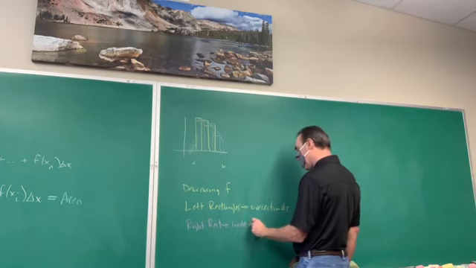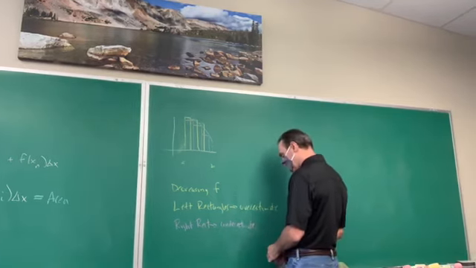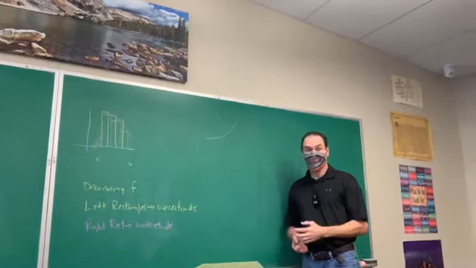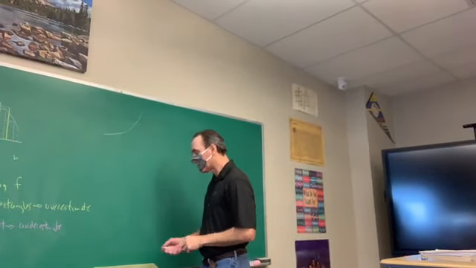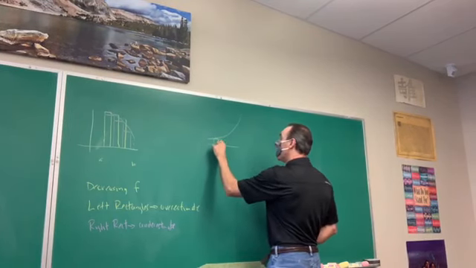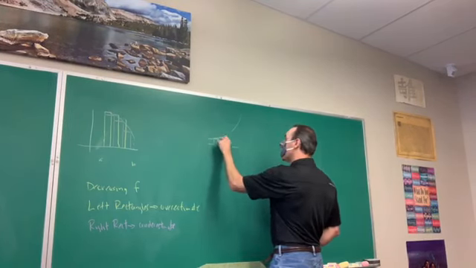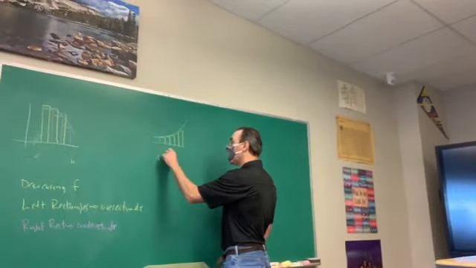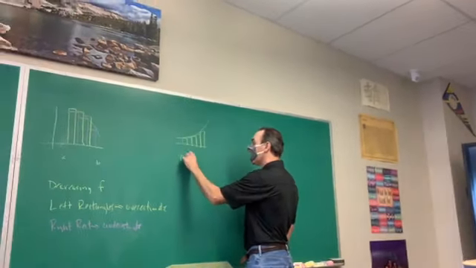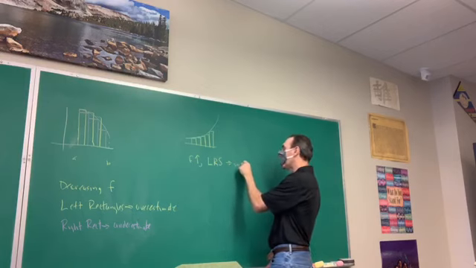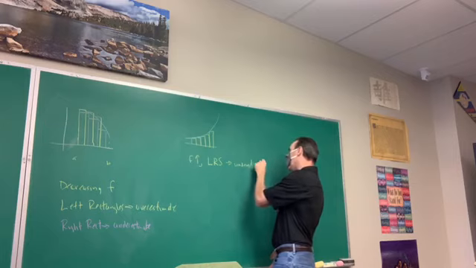Now, it'll be exactly reversed if our function is increasing. So it doesn't have to do with concavity, it has to do with increasing or decreasing. If we use left rectangles here, you can see that because the function is increasing, our left rectangles are going to leave gaps that we're not going to be able to account for. So if f is increasing, then a left Riemann sum, LRS, is going to be an underestimate.